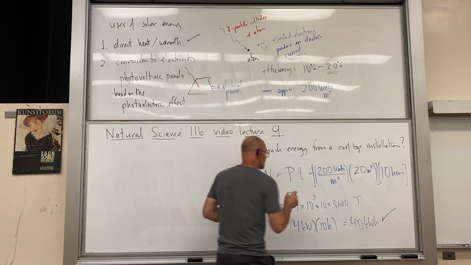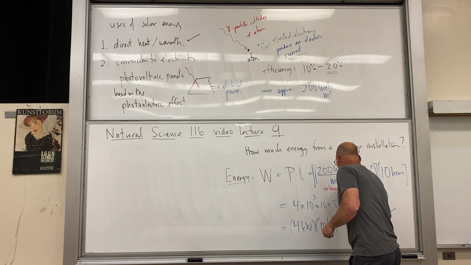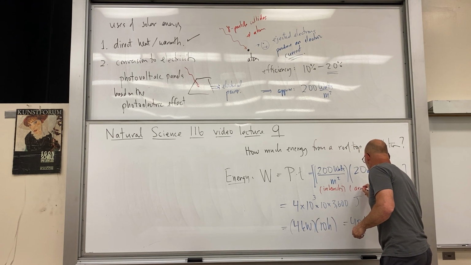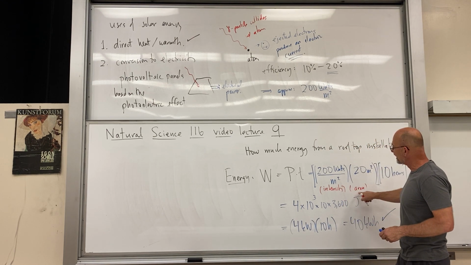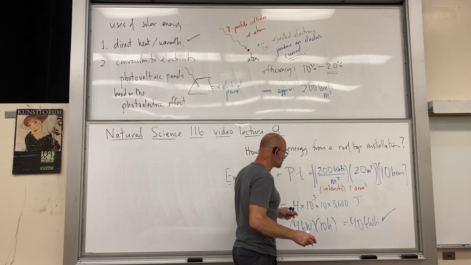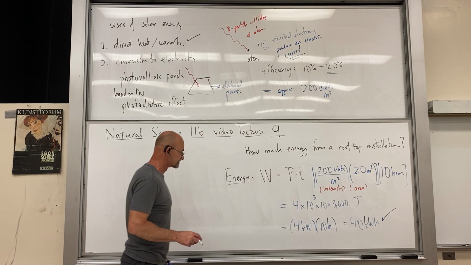Okay, so in terms of this, this was the intensity, and this was the area. So you've got the intensity times the area, that gives you the power, and then you've got the time. So of course we can convert it to joules, but this application is nice to convert to kilowatt hours.